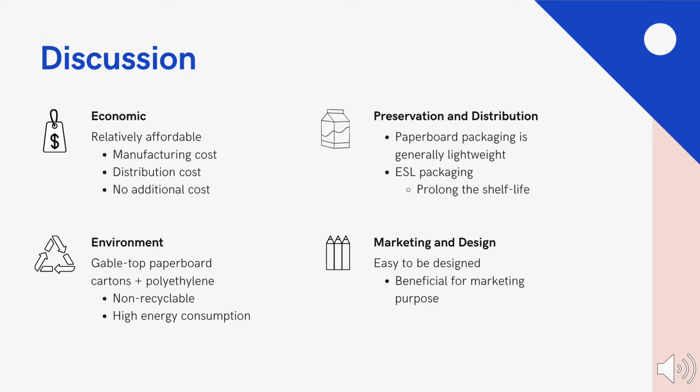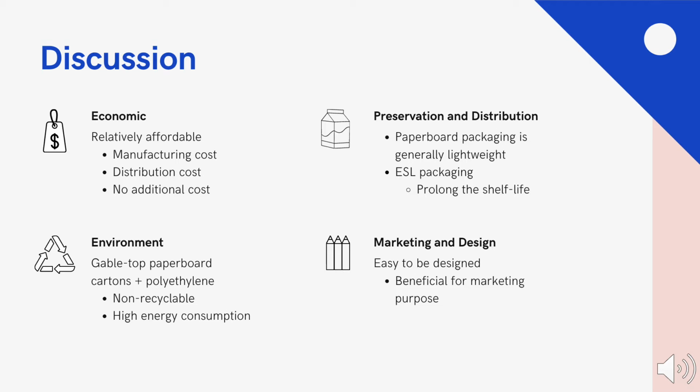This idea is undoubtedly reducing the manufacturing cost, as the production fabrication is found to be less complex and the accuracy of filling the gable-top paper-based packaging is higher than glass and plastics. Subsequently, the current gable-top paperboard cartons used for milk packaging are designed with additional ESL, or extended shelf life, packaging to prolong the shelf life of milk while reducing the risk of contamination from physical, chemical, and biological sources.